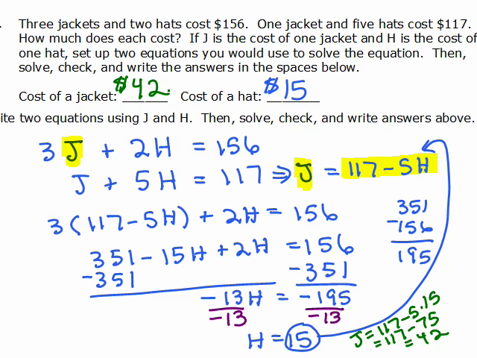And then you would want to check this if you bought 3 jackets and 2 hats. Now that you know the actual cost, you want to go back and make sure that would come up to $156. And if you bought just 1 jacket but 5 hats, you want to make sure that that adds up to $117.